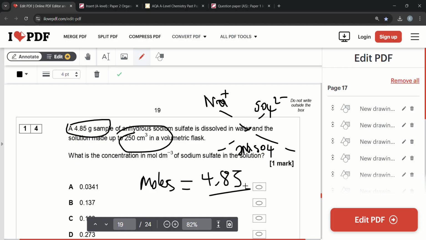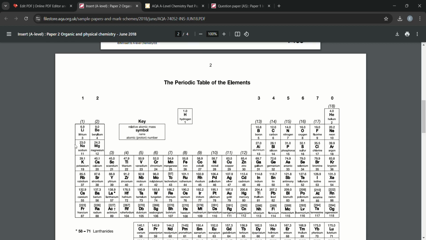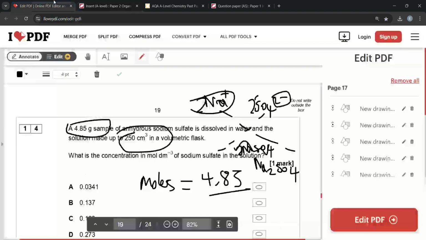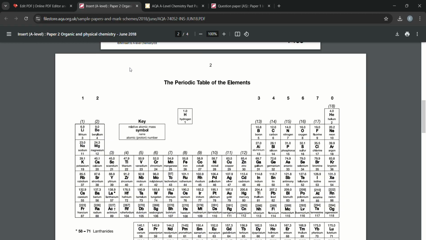It is Na2SO4, not 2NaSO4. And that actually makes sense, because the 2 goes here. It doesn't mean there's 2 of this and 2 of this. It means it's Na2SO4. So now if we find out the Mr of Na2SO4: sodium 23 plus 23, plus sulfur 32.1, plus 4 oxygens, 64. 142.1.